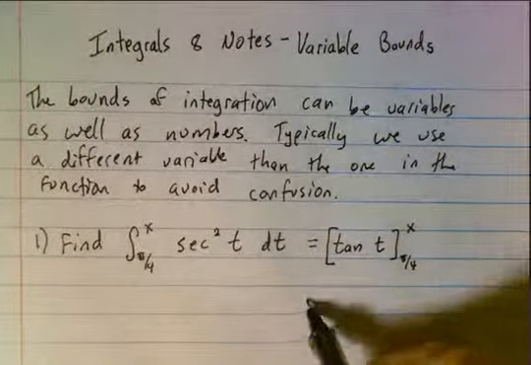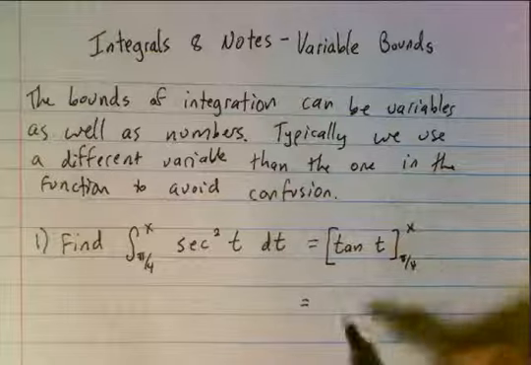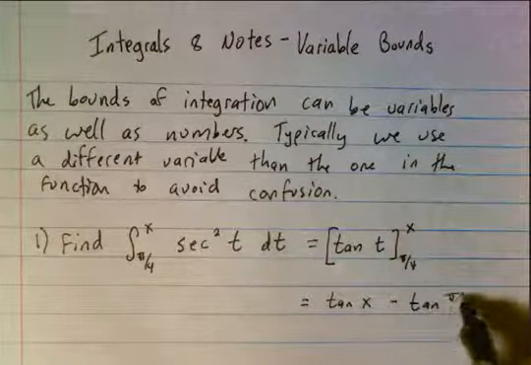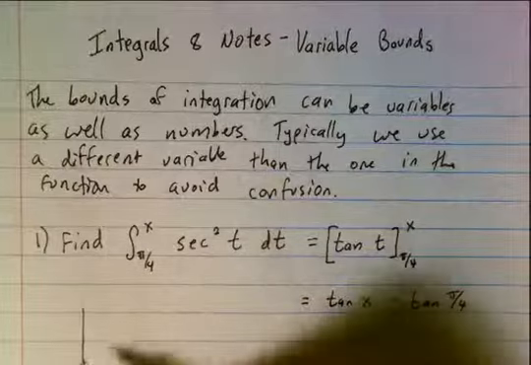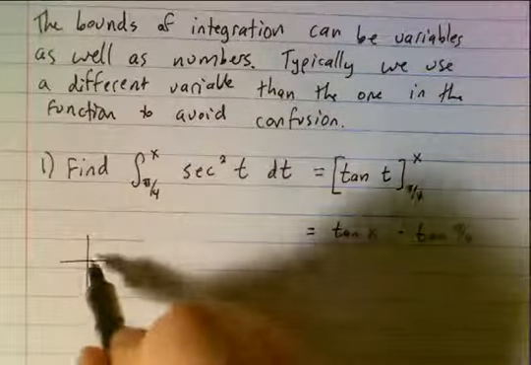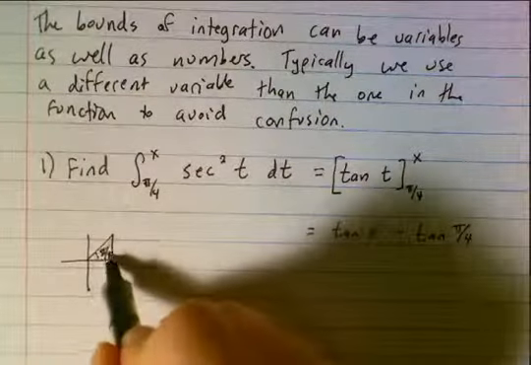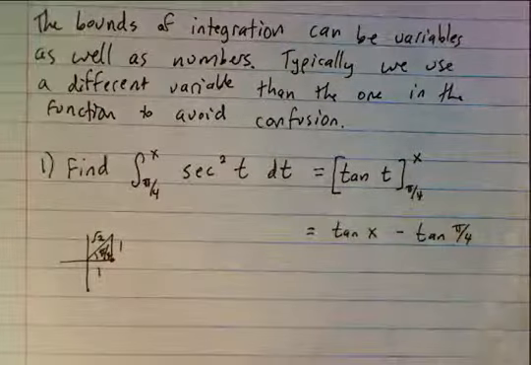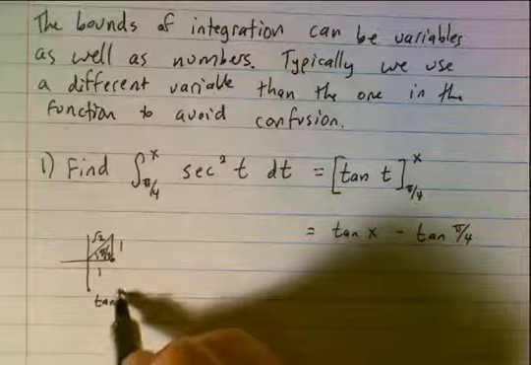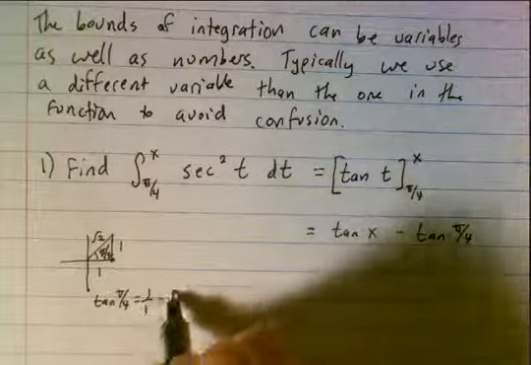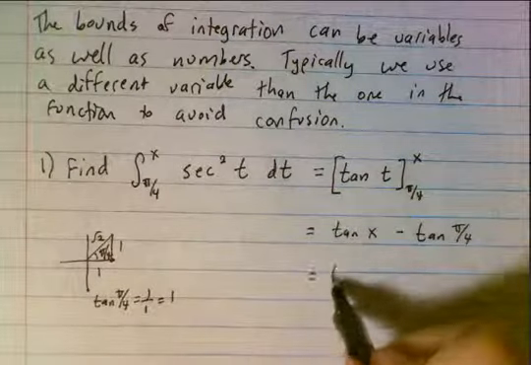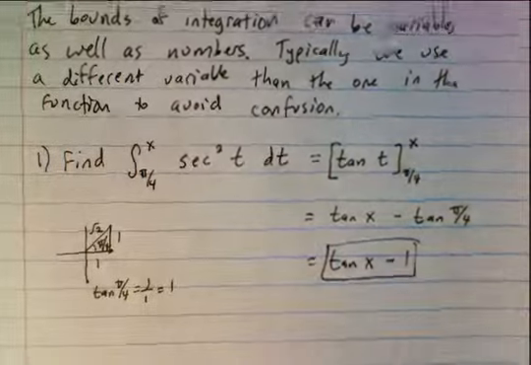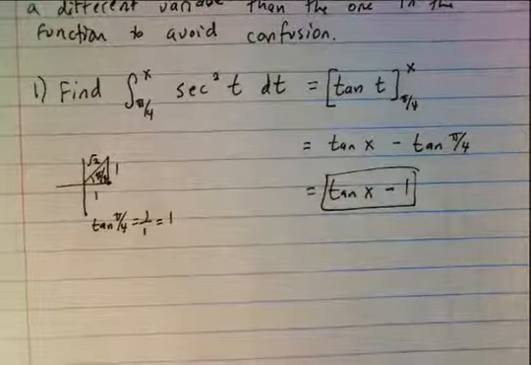So what we do is the same thing we've done in the past. We just substitute the upper bound, so tangent of x minus the tangent of pi over 4. Find those numbers. Well, I guess just the one number. Tangent is opposite over adjacent, so the tangent of pi over 4 is 1 over 1, or 1. And there's our answer. We'll have the x at the end. That's entirely okay.